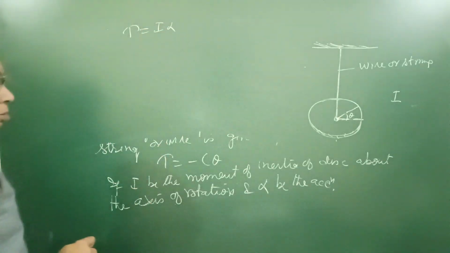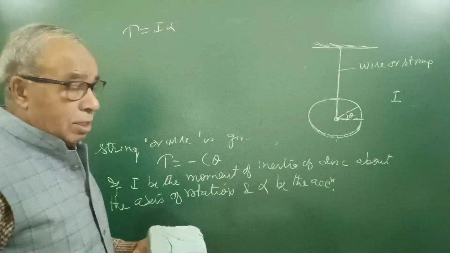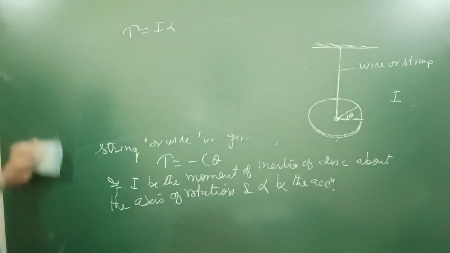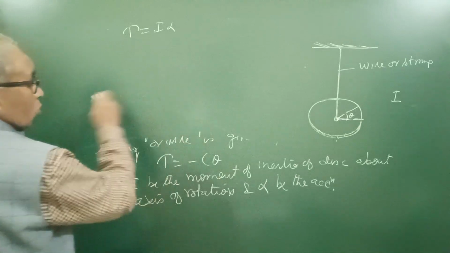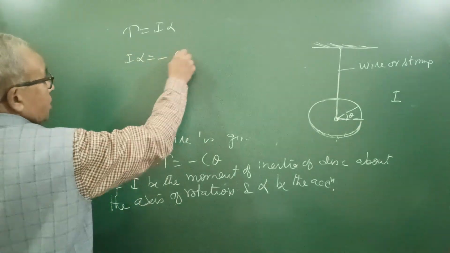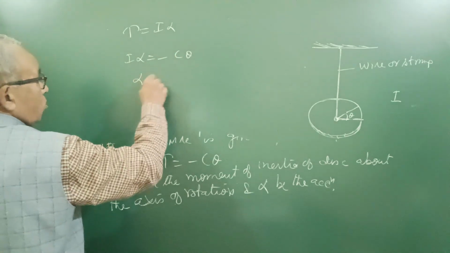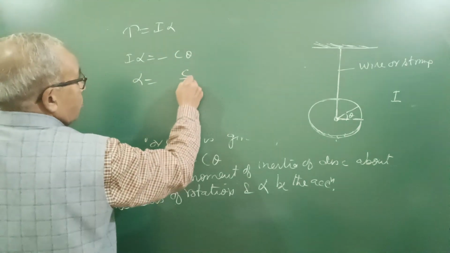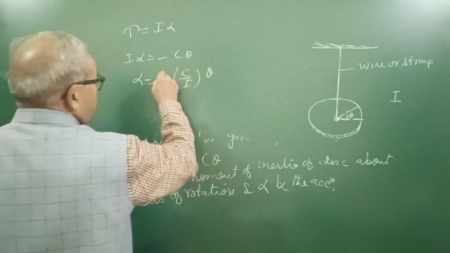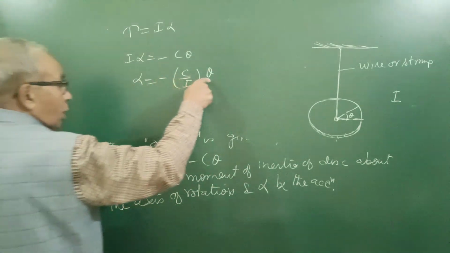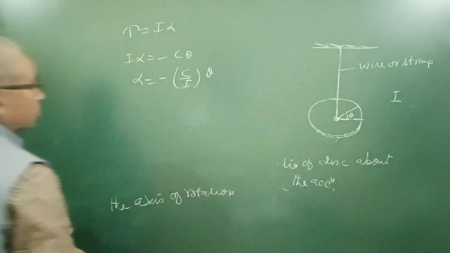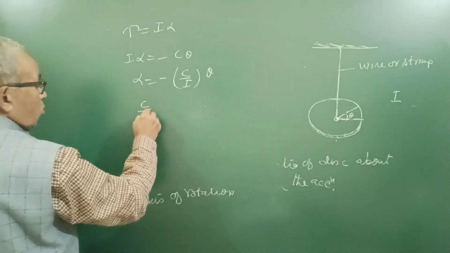You have learned torque in class, no? Motion of rotation. So, combining the two, we get I alpha equal to minus C theta, or alpha equal to minus C upon I into theta. Angular acceleration is proportional to angular displacement. So the motion is simple harmonic, with C upon I constant.